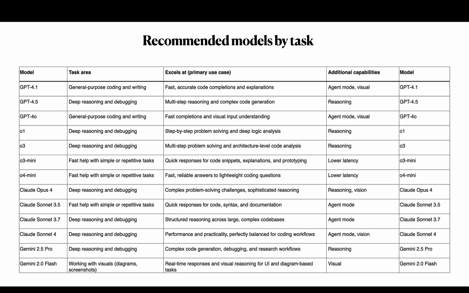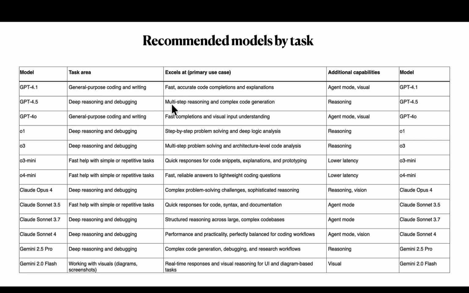Next is a very important topic, don't miss out on this one. Recommended model by task: when to use which model. If you are using it for general purpose coding and writing, you can go with GPT 4.1, and it has agent mode, visual. GPT 4.5 is for deep reasoning and debugging. If you have to debug something which you are not able to fix, and you use GPT 4.1, Copilot will not work there. It will work for very simple tasks, but not when deep reasoning and debugging are required.